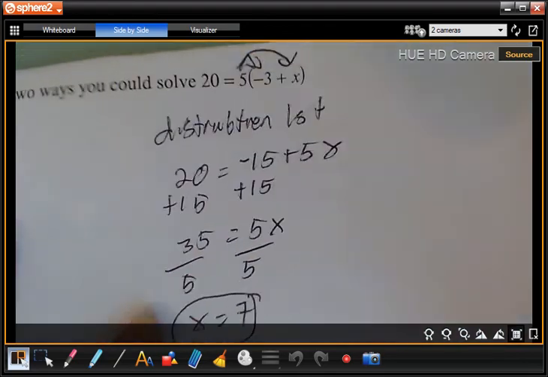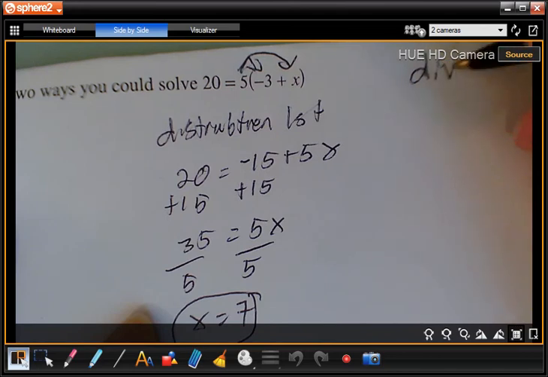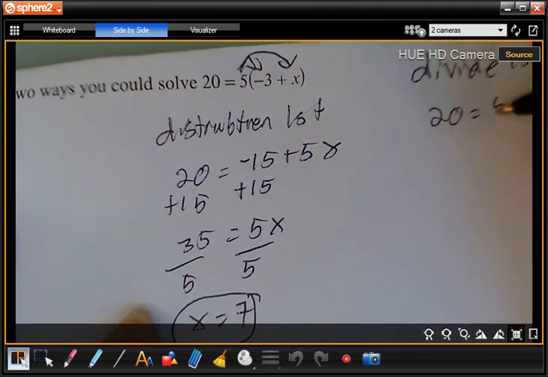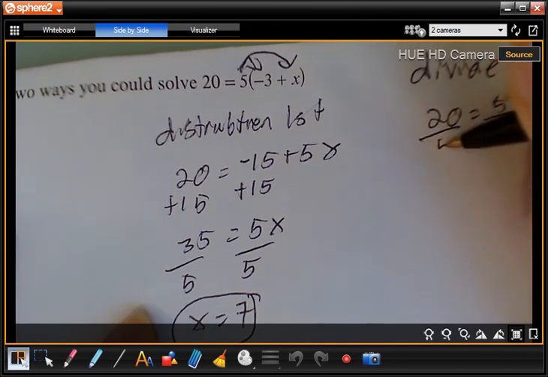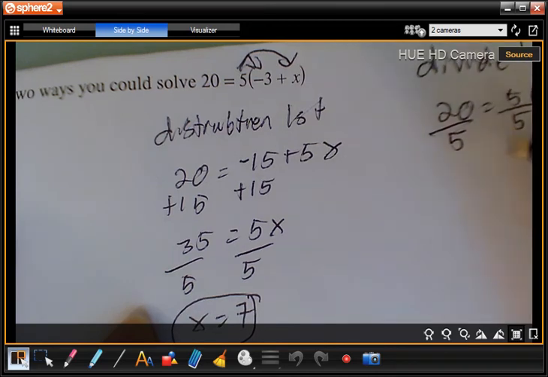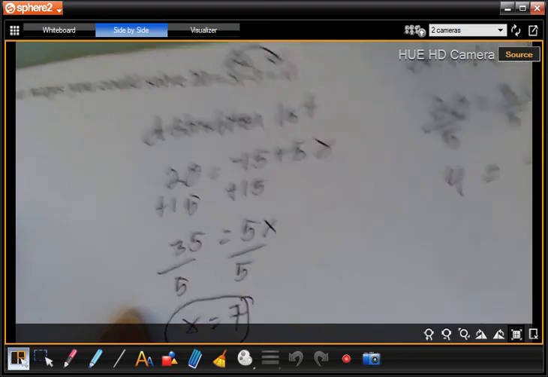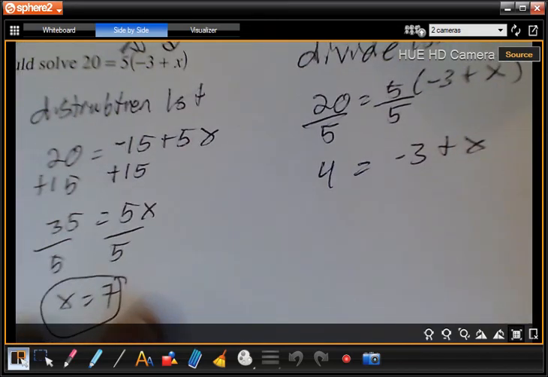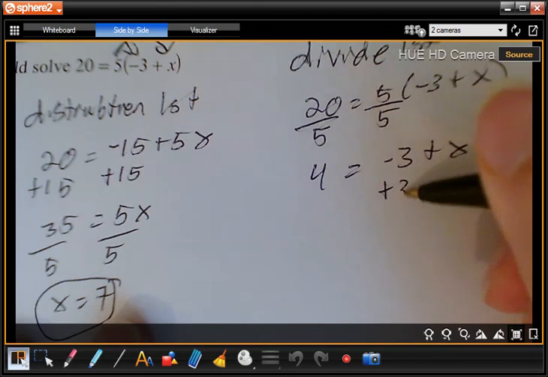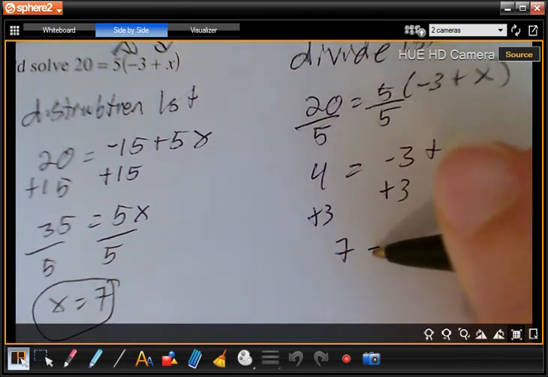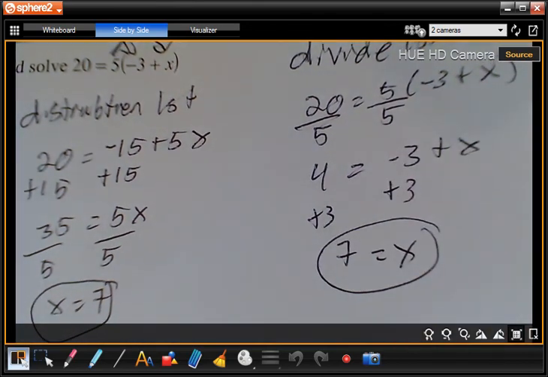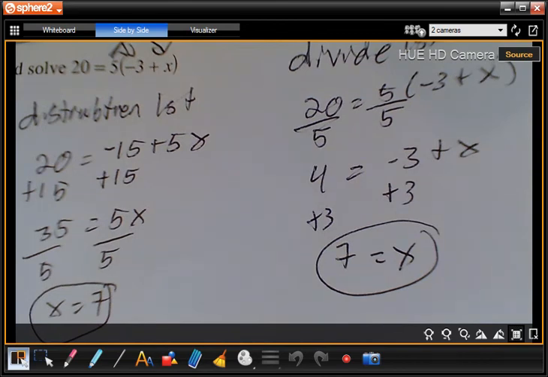Now there is another way to do it. We could divide first. So we've got 20 equals 5 times negative 3 plus x. So we would divide both sides by 5 first. We would end up with 4 equals negative 3 plus x. That looks very different from our other problem, but I am going to end up with the same answer. Now I'm going to add 3 to both sides, and I get 7 equals x. So it doesn't really matter which way you do first. It's which way works best for you. You're going to get the same answer. Okay.